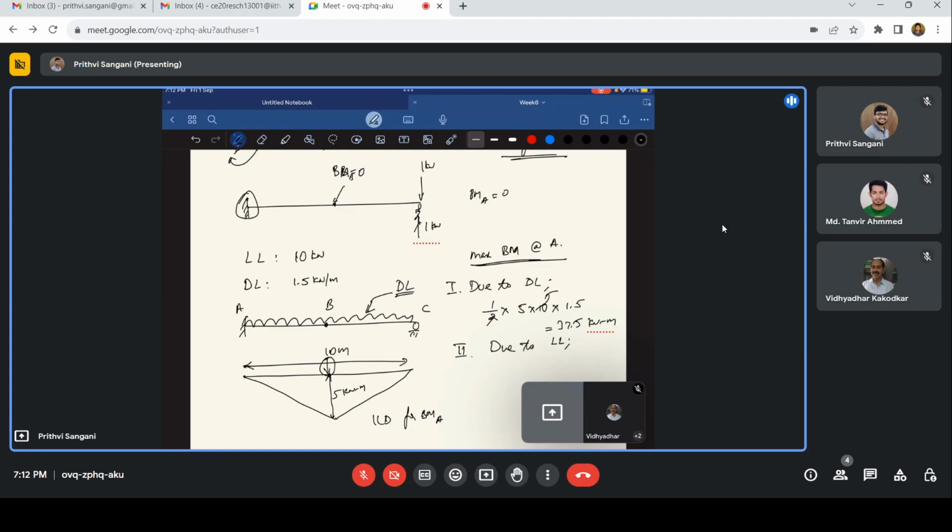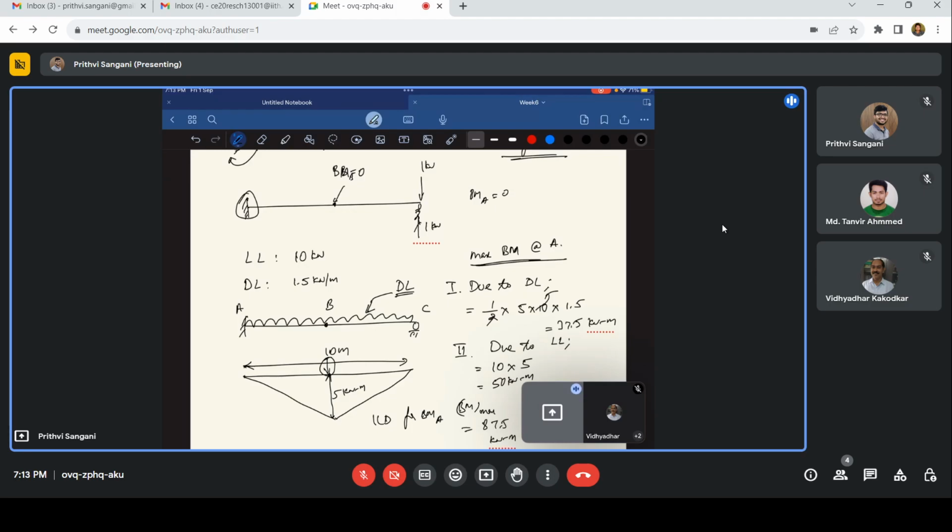So what is the ordinate there? The live load is 10 kilonewtons and the ordinate is 5. So that is 50 kilonewton meter. So this component comes from the live load, the maximum bending moment at A due to the live load. So put together, the maximum bending moment is 50 plus 37.5, that is 87.5 kilonewton meter. So this will be the maximum bending moment at A.